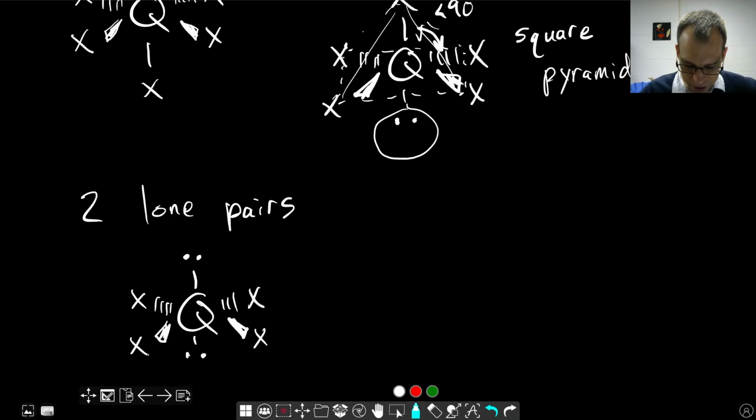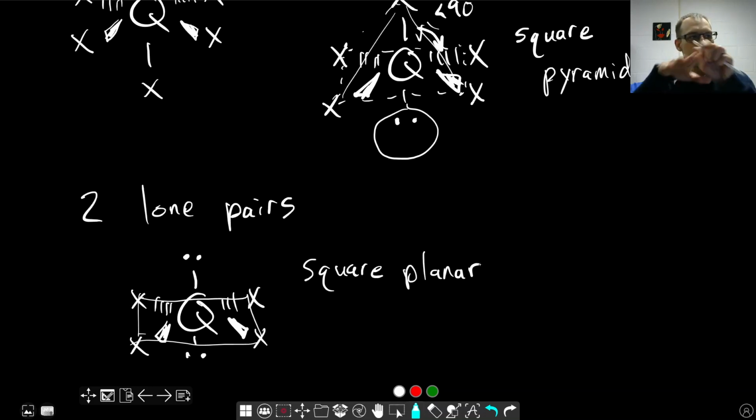And now we just have the square. If we ignore the lone pairs now, to think of the molecular geometry, we just have the square now. So this is called square planar, because now it's all completely flat. There's no pyramid to it anymore. So this is the two lone pair molecular geometry we get, a square planar structure. So again, the lone pairs go on opposite sides because they're just trying to get as far away from each other as they can. All right.